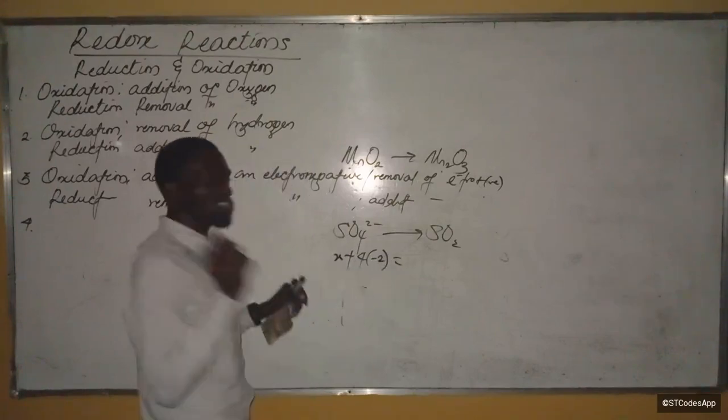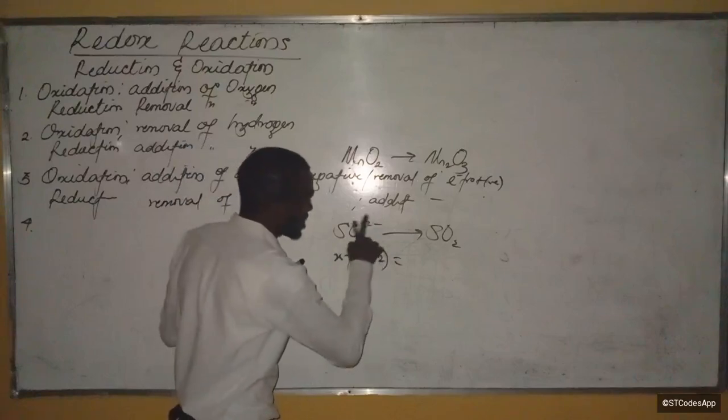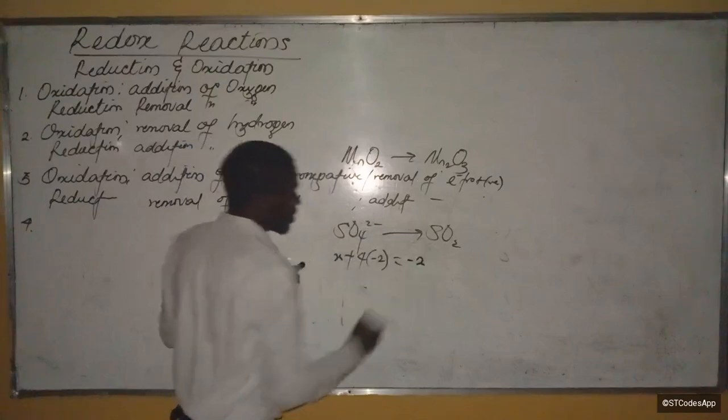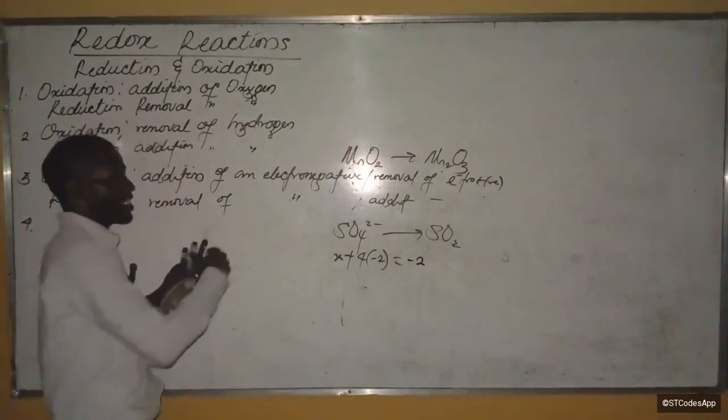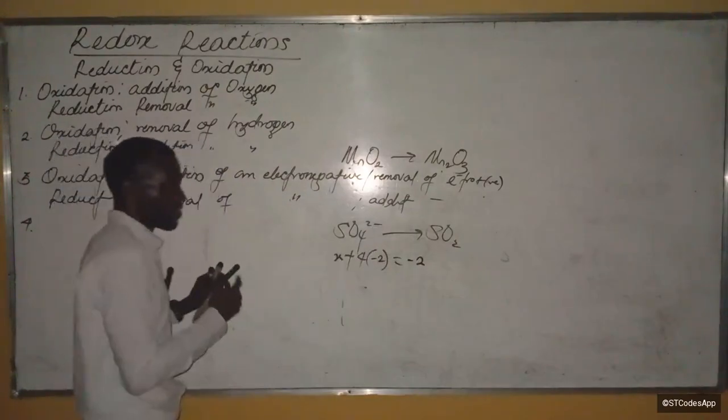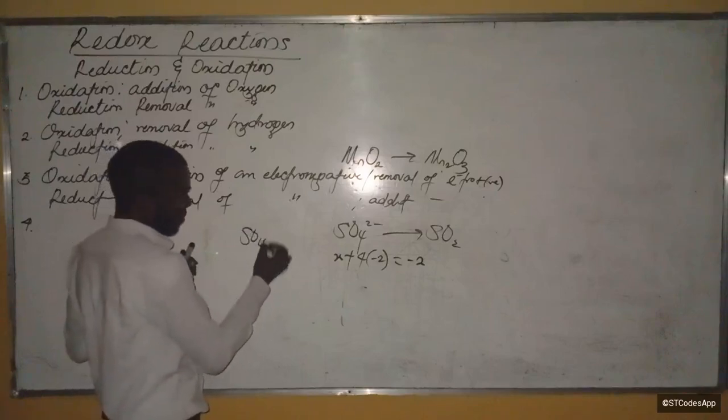Everything should give you not 0 in this case. Why? Because there's a charge here. This is 2 minus, which is minus 2. Is that clear? Some students usually ask why they write the charge, this minus after the 2. Why not minus 2? Why not SO4 minus 2?